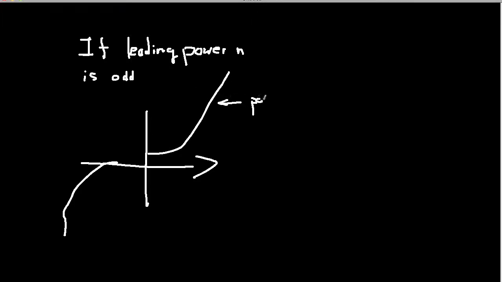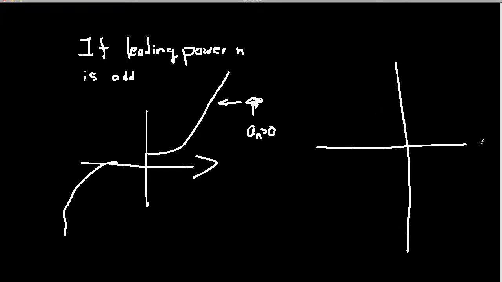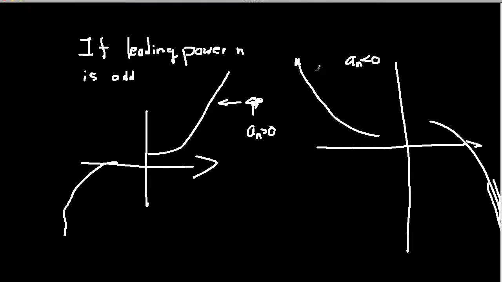So this is for a sub n greater than 0. If a sub n is less than 0, the opposite happens. As x gets large, this thing shoots off to negative infinity in that direction, and then it shoots off to positive infinity in the negative x direction. So this is what happens when a sub n is less than 0. Okay, we've got a lot more about polynomials coming up.